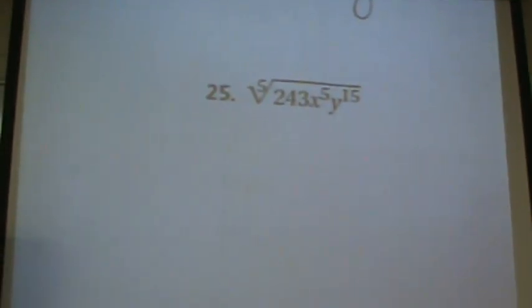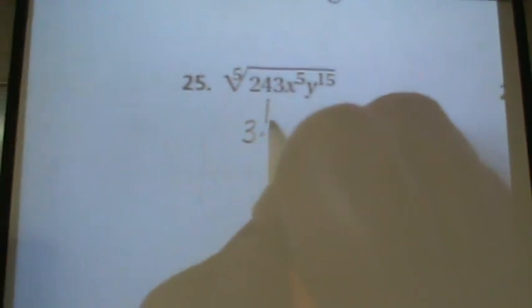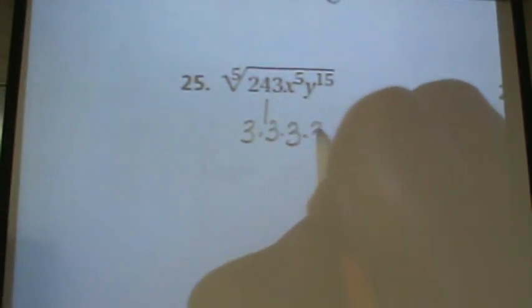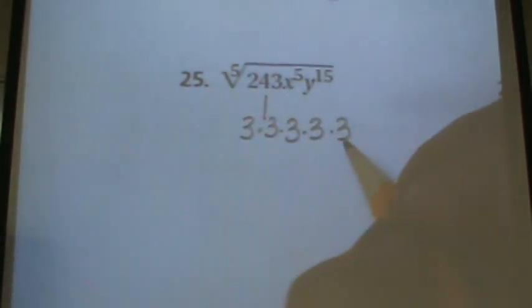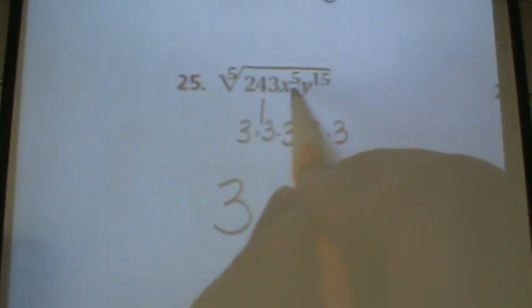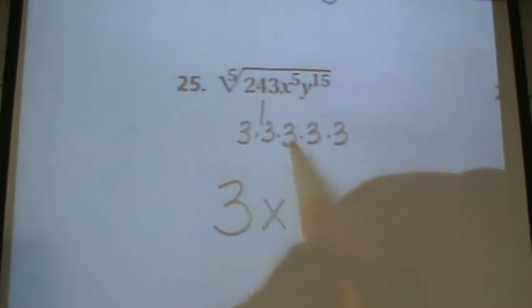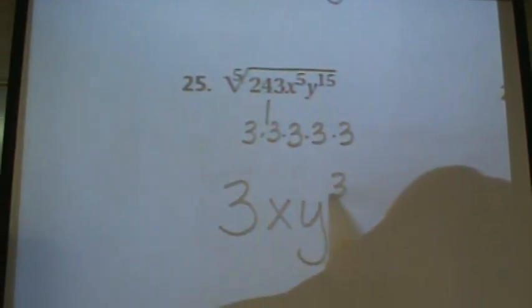Number 25. We have 243, and we're looking for the 5th root. So that would be 3. This is 3 times 3 times 3 times 3 times 3. That gives you 243. So the answer is going to be 3, and we're going to do 5 over 5, which is 1, and 15 over 5, which is 3.